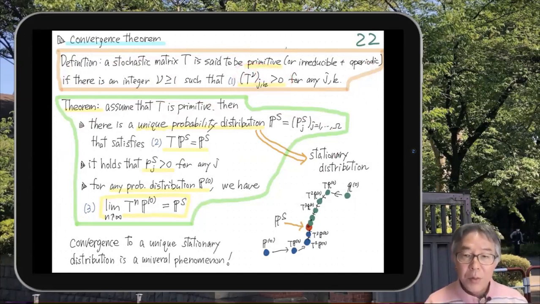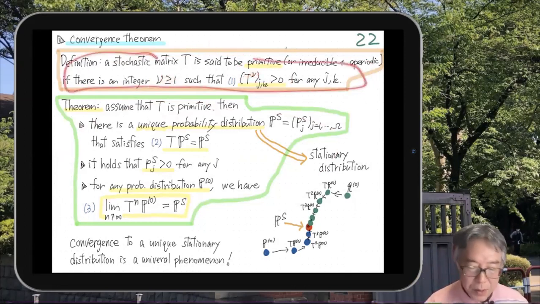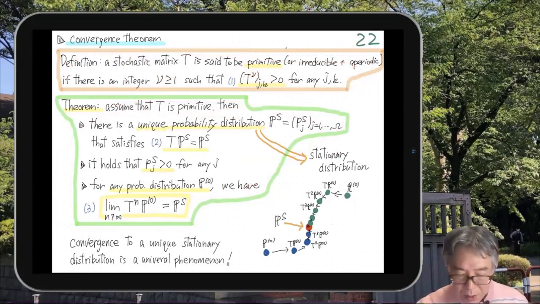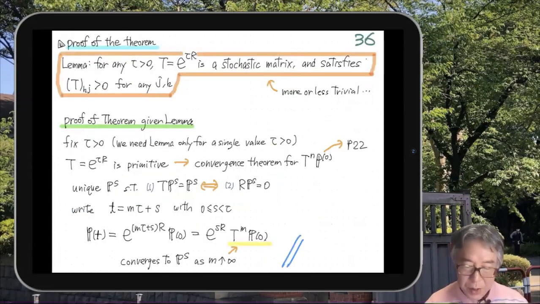But now the statement of the lemma said that T of jk is positive for any j, k. So this condition was satisfied with nu equal 1 in that case. So in that case, the primitivity of T, which is the only assumption in this convergence theorem, is satisfied. Okay. So let's go back to here. This is where we were.